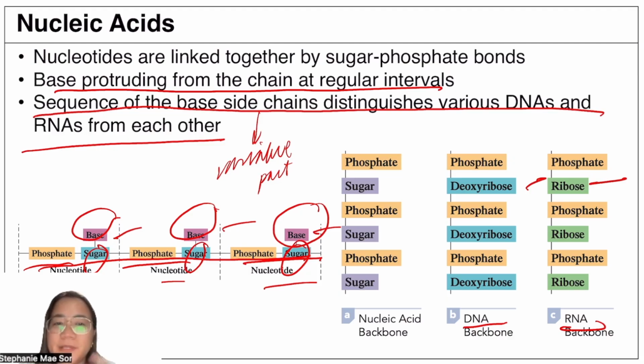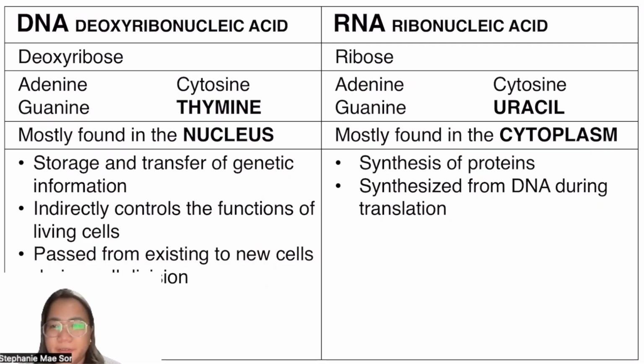So, sabi natin kapag deoxyribose yung sugar, that's DNA. Kapag ribose yung sugar, then that's an RNA. So, what are the other differences between your DNA and RNA? Here they are. Let's discuss them. So, your DNA is deoxyribonucleic acid. Your RNA is ribonucleic acid. The sugar is deoxyribose for DNA. The sugar is ribose for RNA.